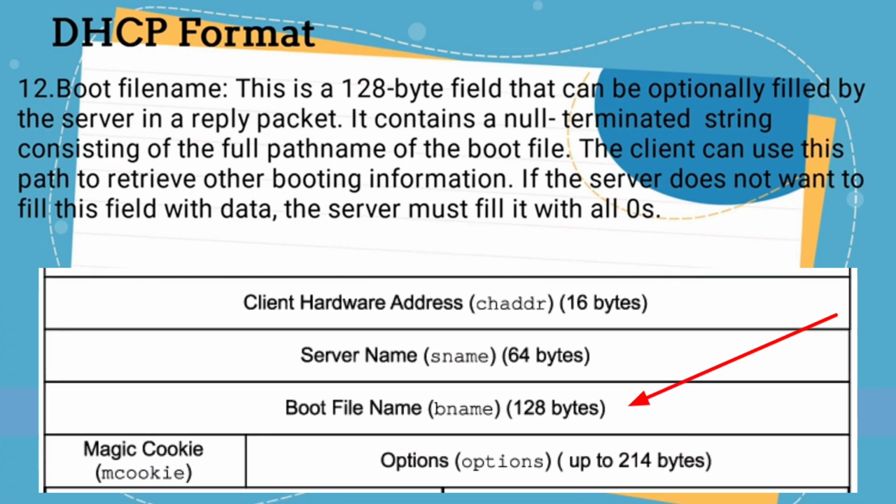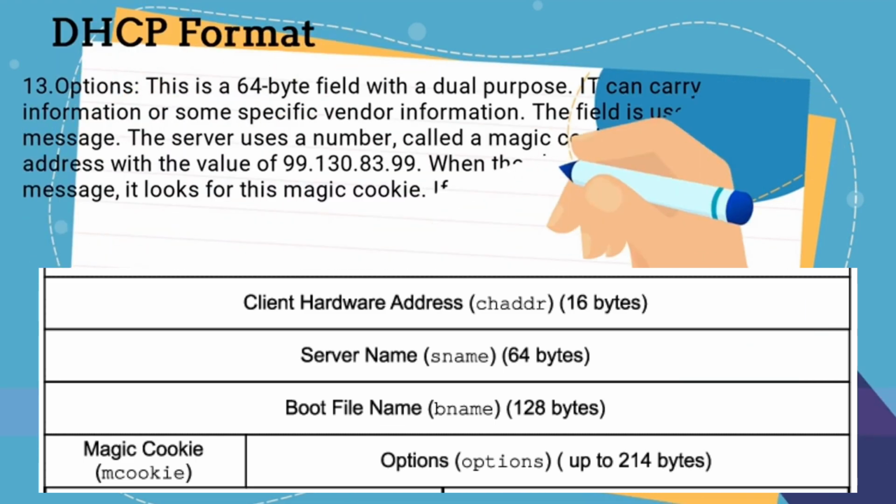Boot file name. This is a 128-byte field that can be optionally filled by the server in a reply packet. It contains a null-terminated string consisting of the full path name of the boot file. The client can use this path to retrieve other booting information. If the server doesn't want to fill this data, the server must fill it with all zeros.